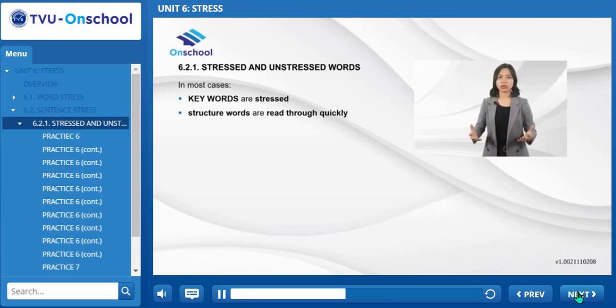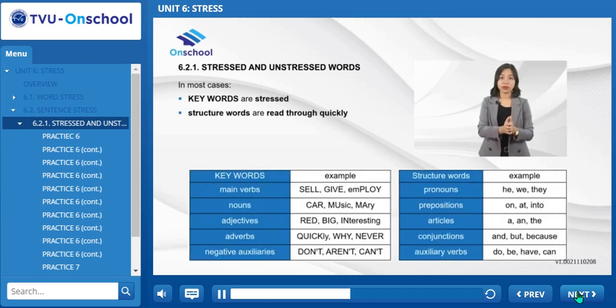What are the keywords in a sentence? The keywords are usually main verbs, nouns, adjectives, or adverbs, and negative auxiliaries as well, for example, don't, aren't, can't. And structure words are words like pronouns, prepositions, articles, conjunctions, which mean the linking words, and auxiliary verbs.